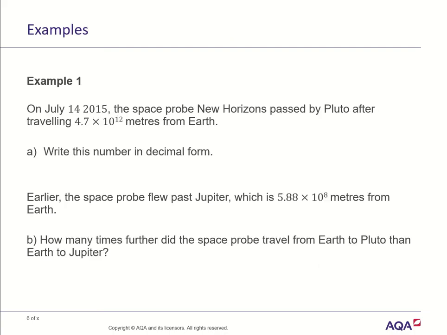Right, so let's do some examples then. Example 1: on July the 14th, 2015, the space probe New Horizons passed Pluto after travelling 4.7 times 10 to the 12 meters from Earth. Write down this number in decimal form. Earlier, the space probe flew past Jupiter, which was 5.88 times 10 to the 8 meters from Earth. How many times further did the space probe travel from Earth to Pluto than from Earth to Jupiter?